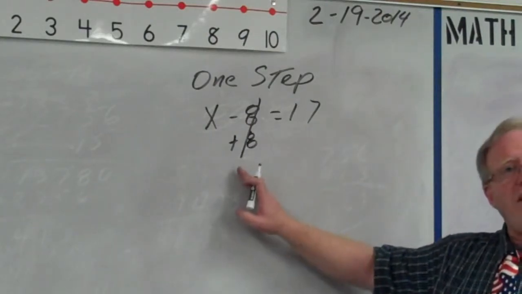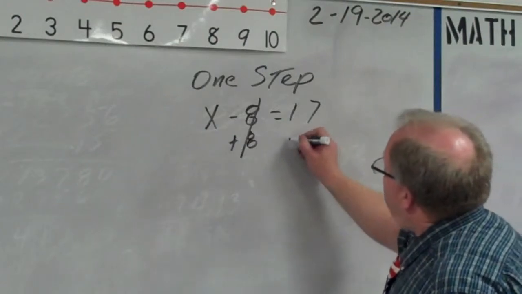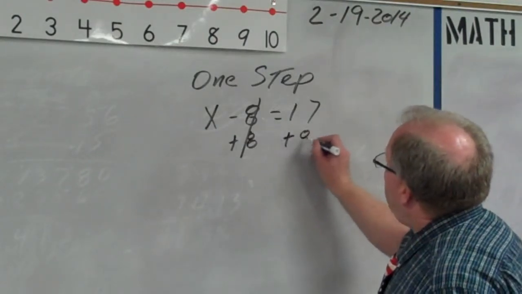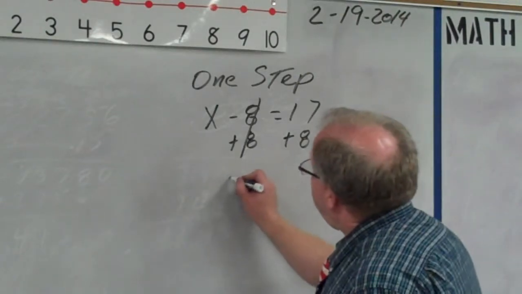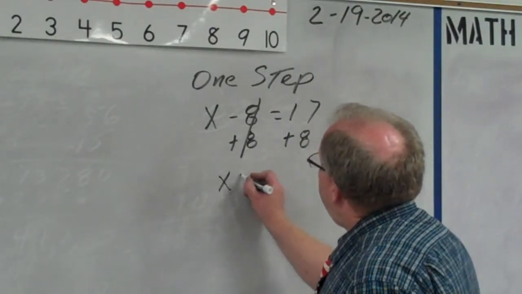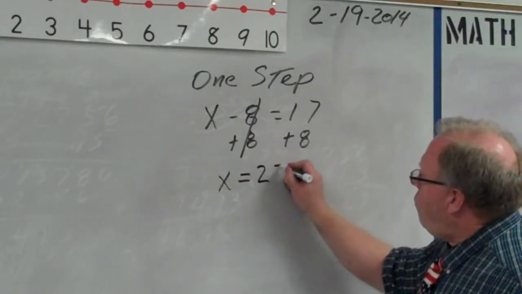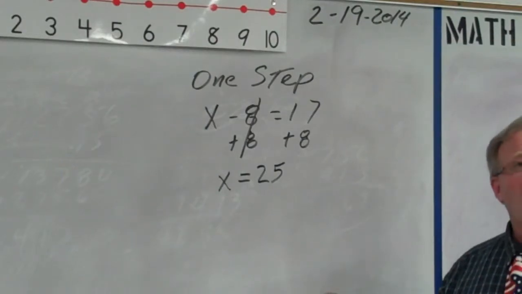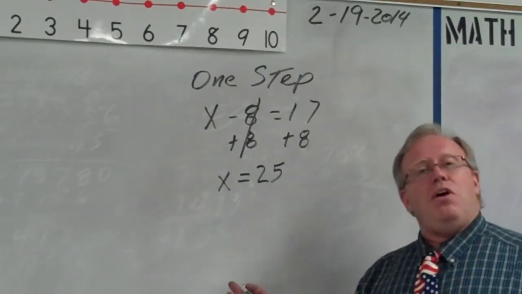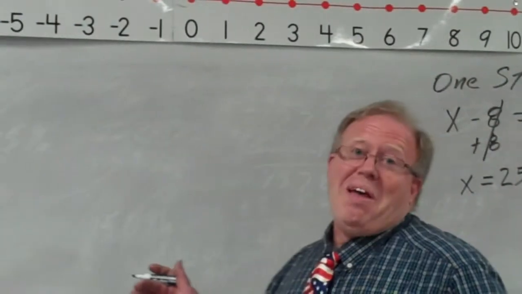Whatever we do on this side of the equal sign, we need to do on this side. So we're also going to add 8 here. Okay, now we rewrite our problem so that it says x equals, and 17 and 8 is 25. That's as simple as a one-step equation gets. It's that easy. Well, what about a two-step equation? Two steps, just a little bit more.